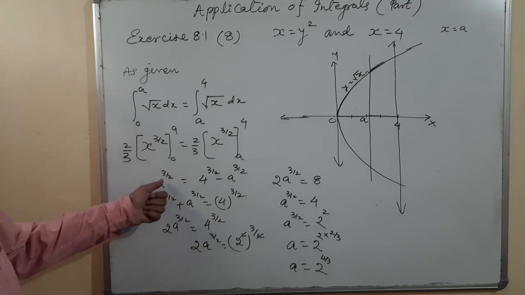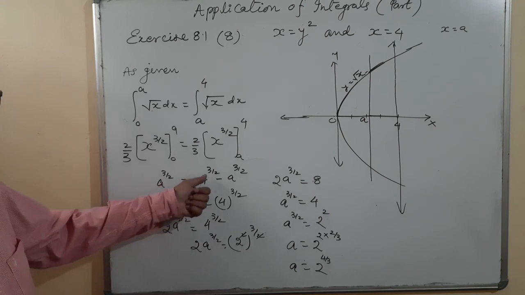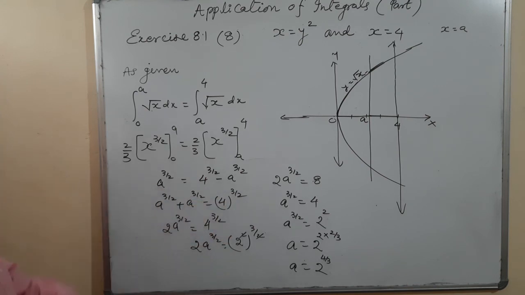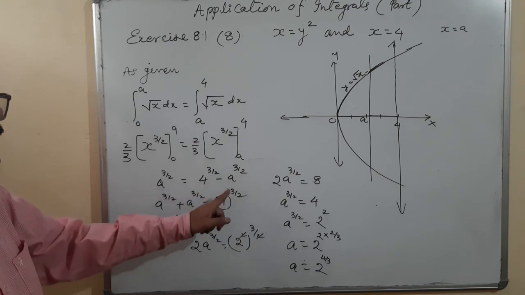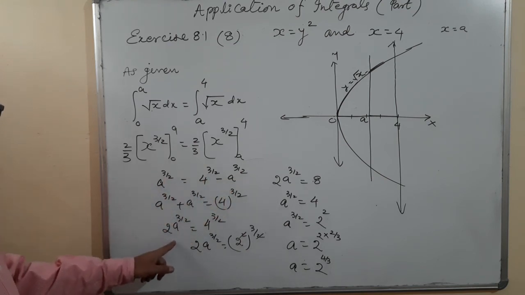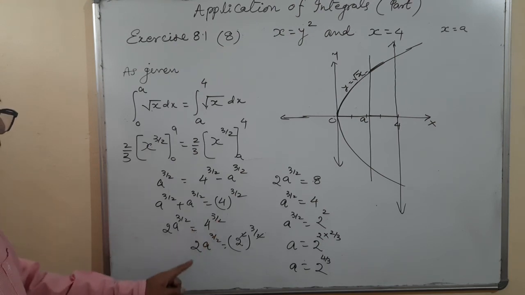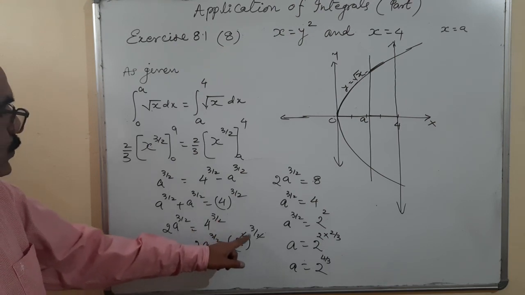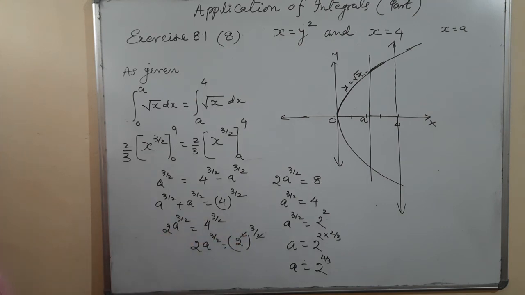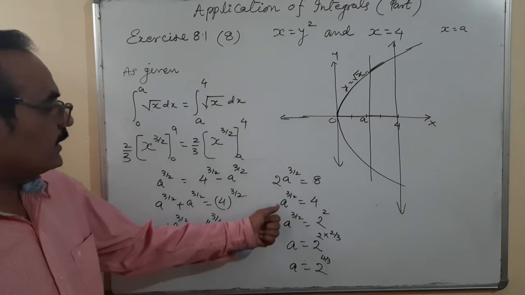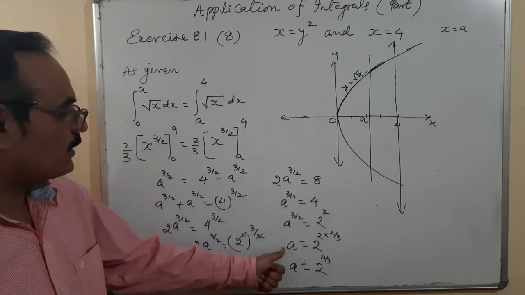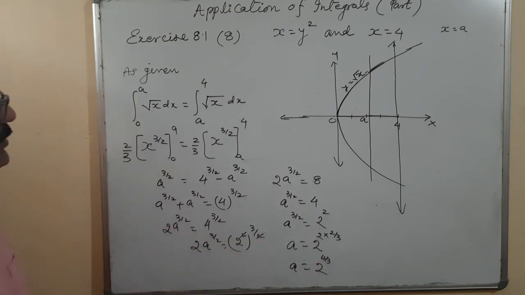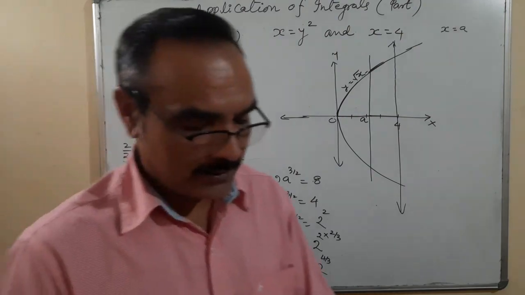a to the power 3 by 2, 4 to the power 3 by 2 minus a to the power 3 by 2. So it is 2a to the power 3 by 2 equal to 4 to the power 3 by 2, 2a to the power 3 by 2, 2 square, 2 cancel, 2 2 is 4, 2 is 8. Okay, 8, a to the power 3 by 2 is equal to 8, that is 4, therefore a to the power 3 by 2 is equal to 2 square, a is equal to 2 square into 2 by 3, which will be here 4 by 3. Okay, so that was question number 8.